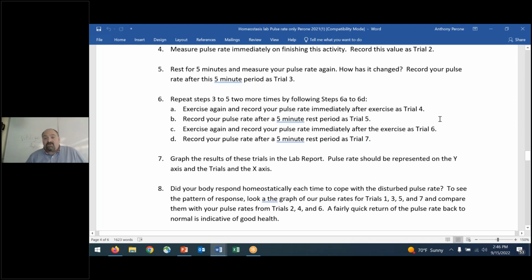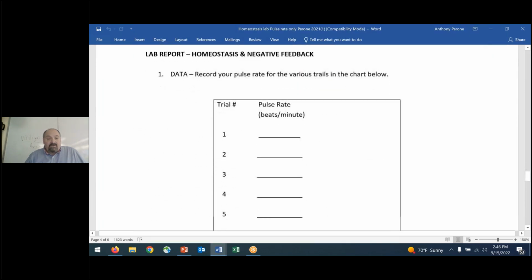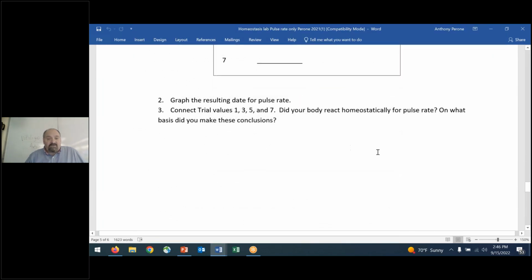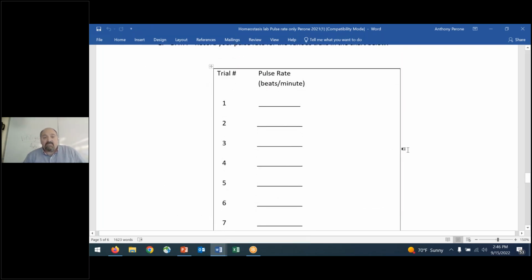Folks at home, you'll either do this to yourself or you'll do this with someone in the home. Okay, and then you're going to plot all this information out. So you'll graph the resulting data for your pulse rate. I'll show you folks. So let's see here.